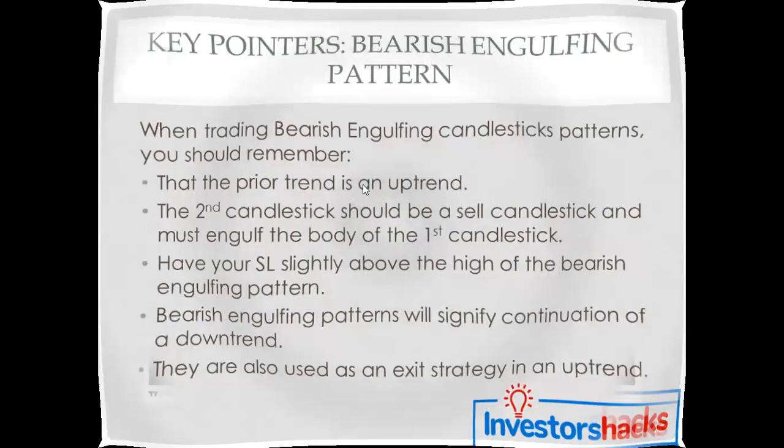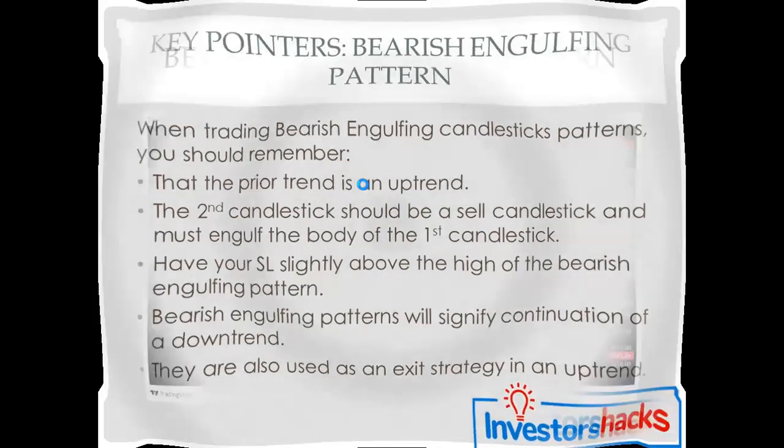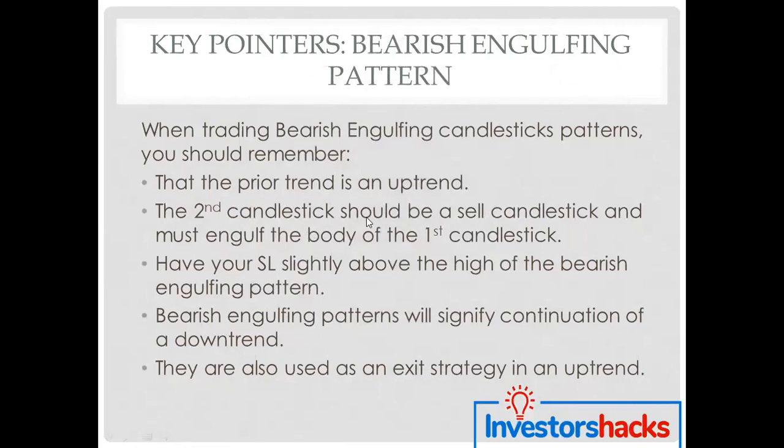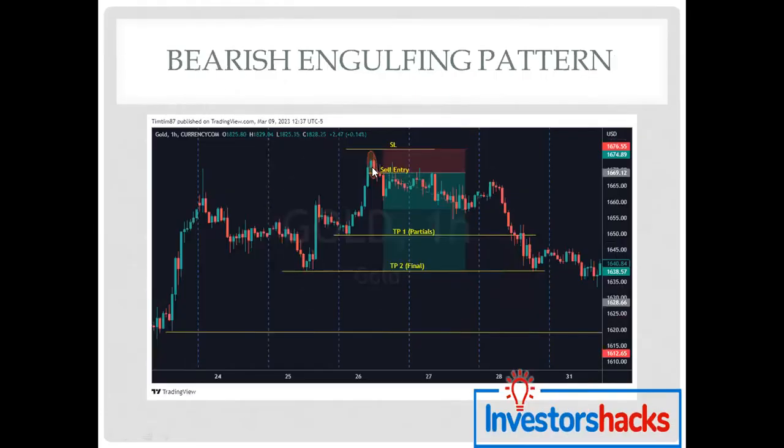Okay. So the key pointers to note here, like I said, you need to remember that the prior trend is an uptrend. This was the prior trend, which is an uptrend. The second candlestick should be a sell candle and must engulf the body of the first candlestick. So in this pattern, this is our second candlestick. It's a sell candlestick, and it should engulf the first candlestick. Okay, so you can see it has completely engulfed this candlestick.